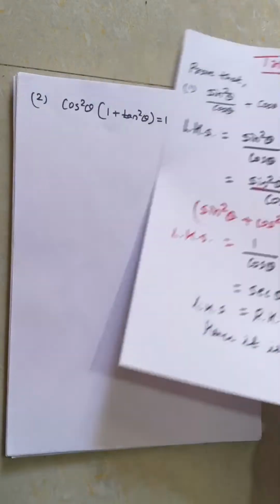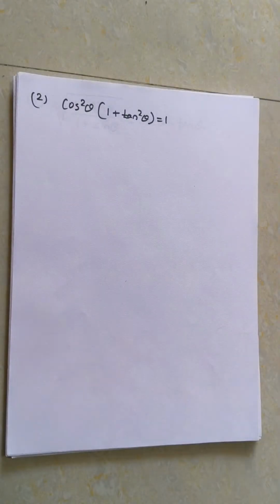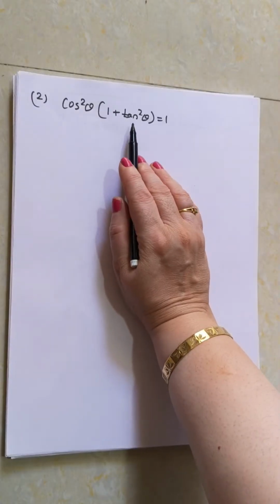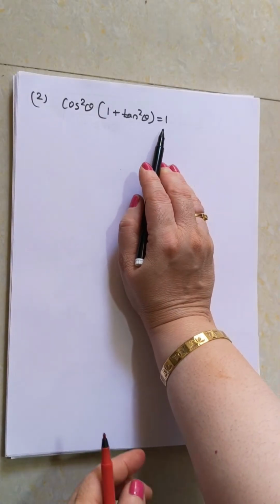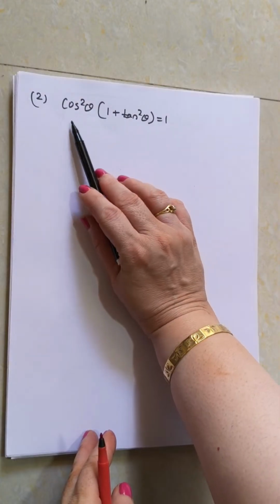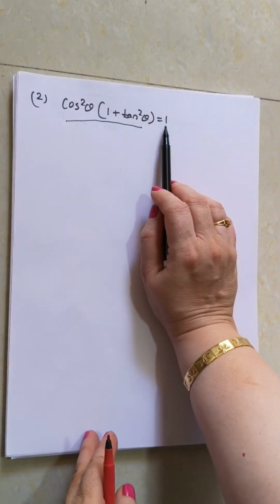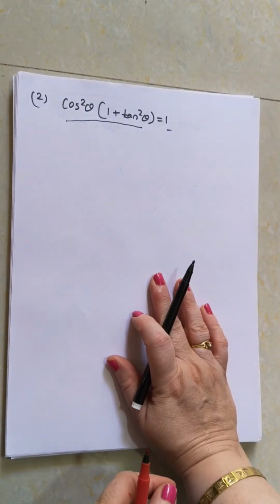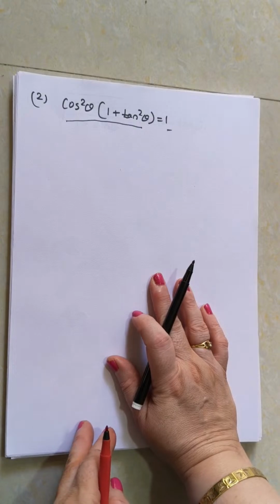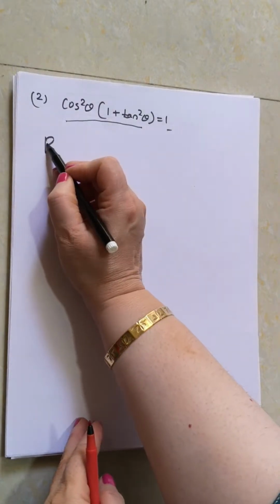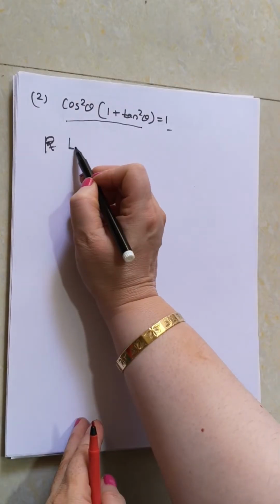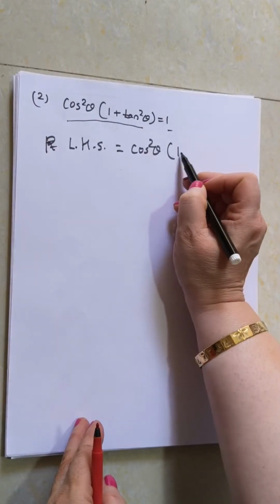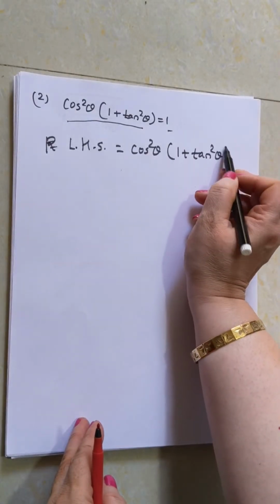Okay, so see here it is second sum, that is cos square theta in the bracket 1 plus tan square theta is equals to 1. So this side is called LHS, and right hand side is called RHS. Always we have to start from LHS and we have to move towards the RHS. Okay. So what is LHS? So let us write LHS. So what is LHS? That is cos square theta into bracket 1 plus tan square theta.